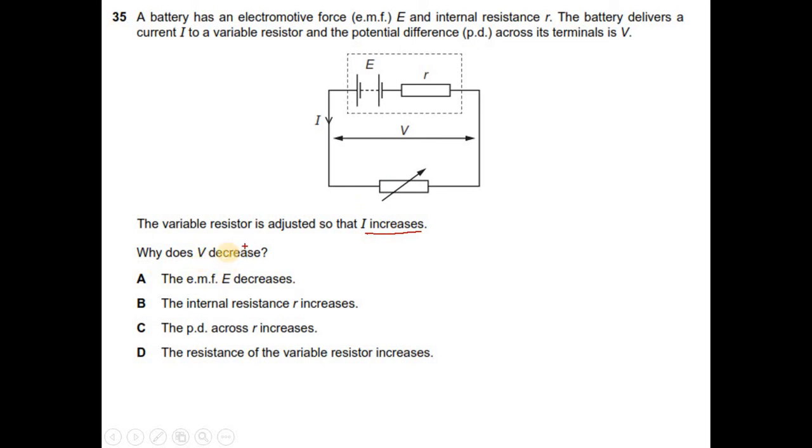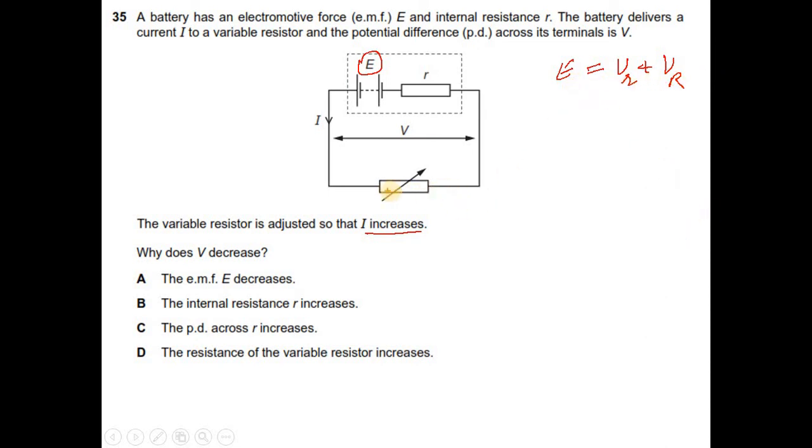Remember, this is basically a concept of potential divider. You can imagine two resistances connected with some power supply of EMF E. Then this EMF E is divided between the two resistances. So E can be written as, out of E, some of the voltage is given to the small resistance r, plus V across R. So the sum of Vr and VR should be equal to the EMF.